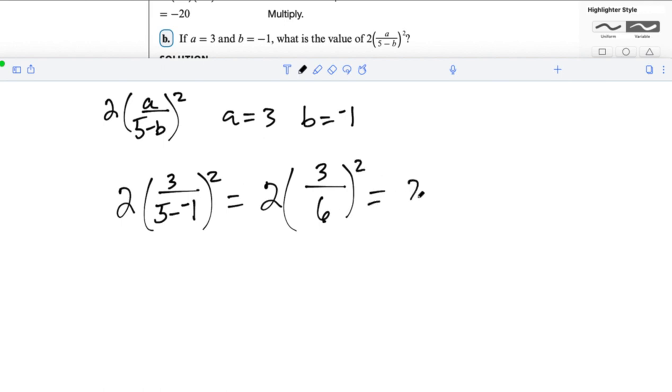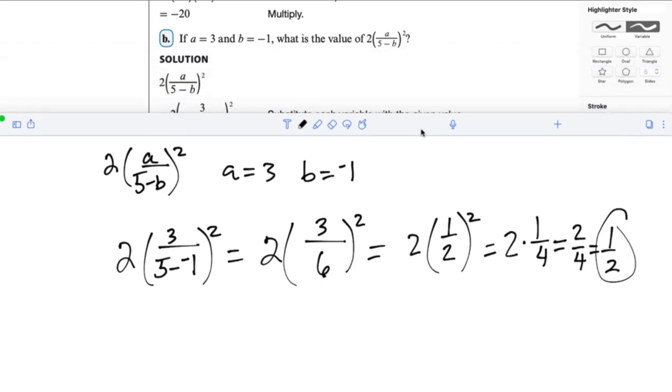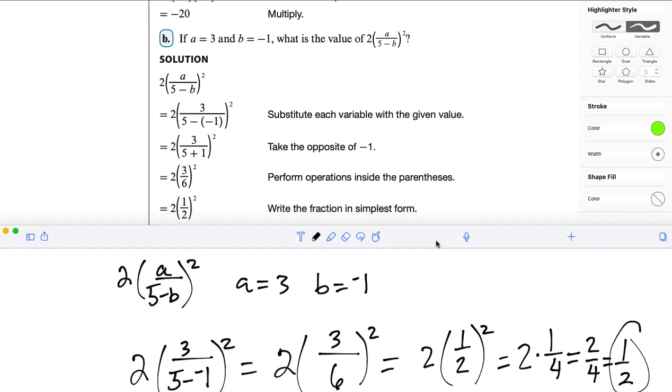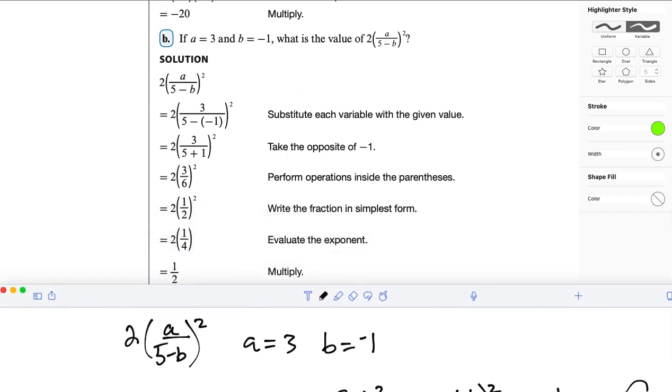Still dealing with simplifying what's inside of the parentheses. That's going to be 1/2. And now we've got 2 times 1/2 times 1/2, which is 1/4. So when I multiply 2 times 1/4, I get 2 over 4, which we already know is just 1/2. So if we did this right, our answer should agree with the textbook and we should get 1/2 as our final answer. Boom, we did it. We're awesome. Let's take a look at the next one.